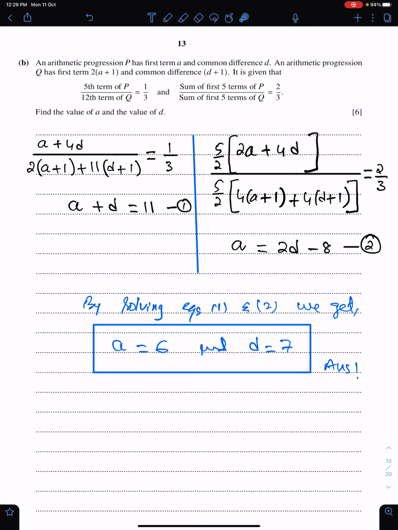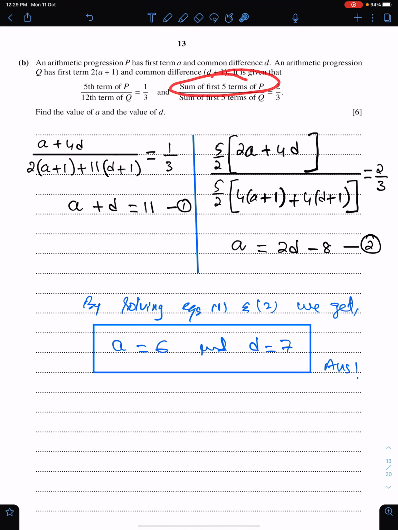This is very simple. We just need to write the terms carefully. The AP P has first term A and common difference D. Therefore, the fifth term of this AP will be A plus 4D. And the 12th term of Q will be, with first term 2A plus 1, this entire thing is the first term. And 12 means 11, and the common difference is D plus 1. So this is the 12th term of this AP Q and this is ratio 1 upon 3. After cross multiplication and simplification, we have got this equation.